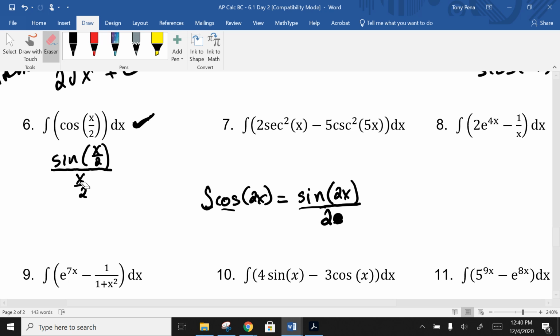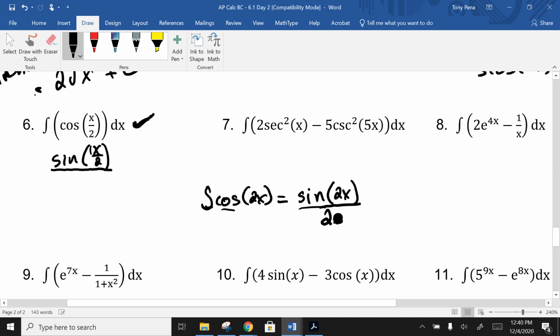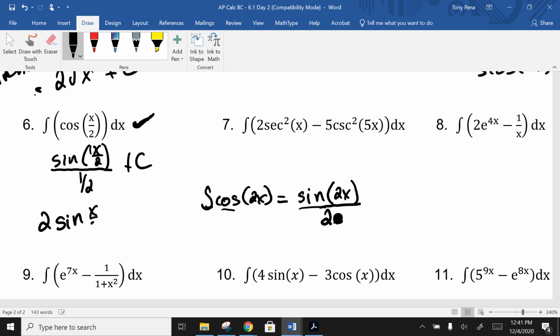We only put the coefficient of x in our denominator, and the coefficient is only a 1/2. X over 2 is the same as a 1/2 x, so we should only be dividing by a 1/2, and then plus your constant. So that we get 2 sine of x over 2 plus c. That would be our final answer. Okay.